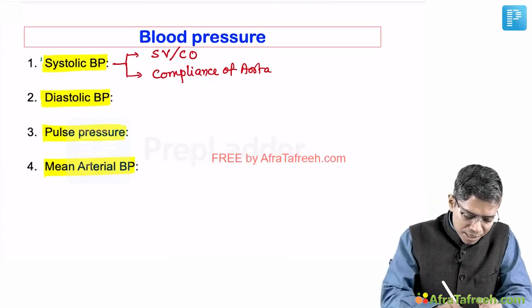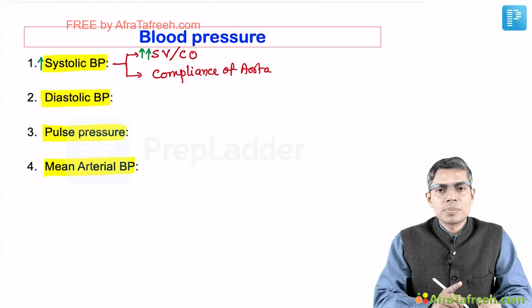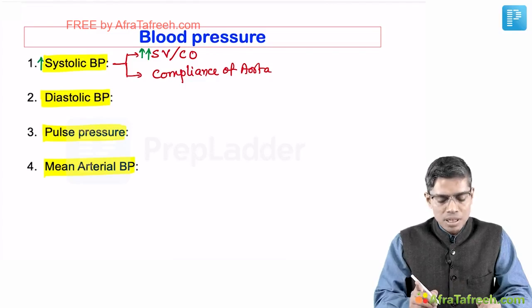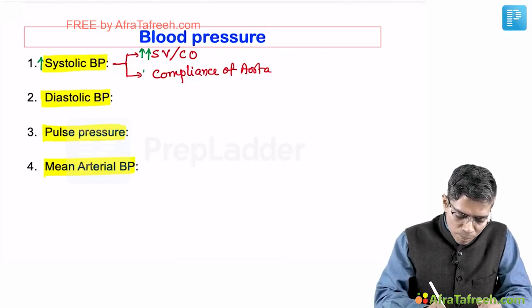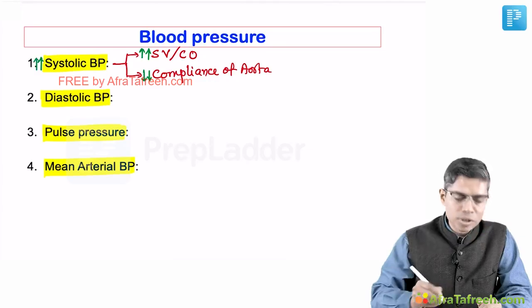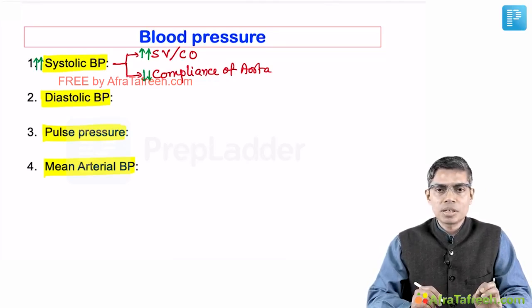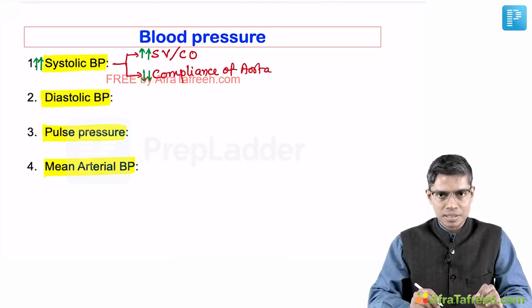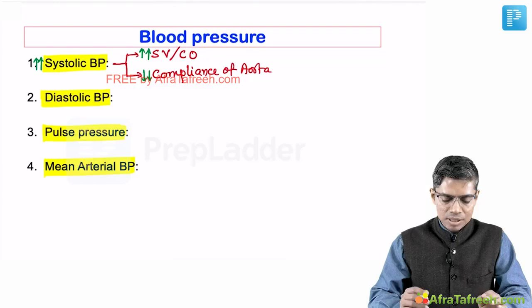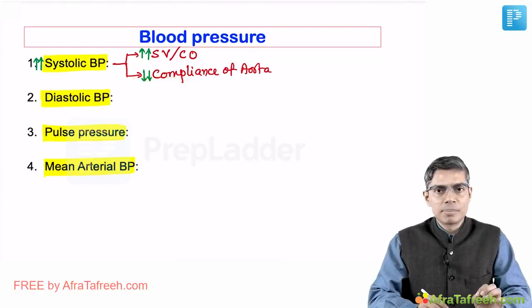Systolic blood pressure will be increased due to any condition if the stroke volume or cardiac output is high, means systolic blood pressure is directly related to the stroke volume or cardiac output of the person. Similarly, if the compliance is lesser, then the systolic blood pressure will be more and more, means systolic blood pressure is inversely proportionate to the compliance of aorta and major vessels. I'll discuss what is the meaning of this compliance and how it is related, okay? But for the timing, you remember the different parameters.